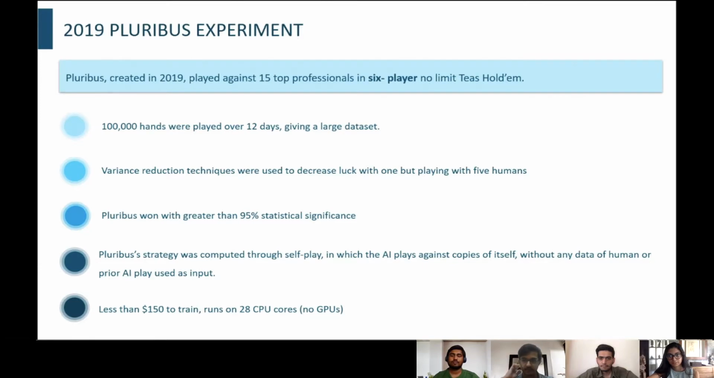Another interesting result is that even though the game has increased in size, the cost to train the bot has decreased by orders of magnitude. And the reason this can be achieved is depth-limited search, which we'll talk about later. Next slide.